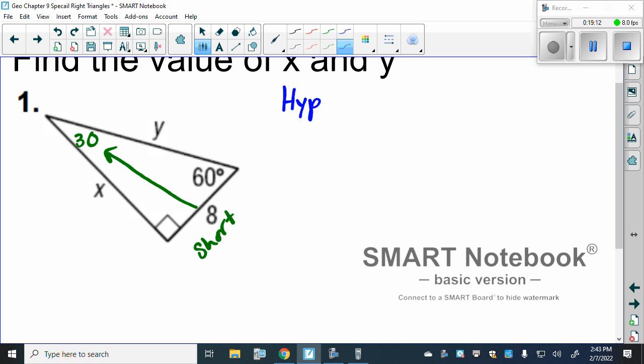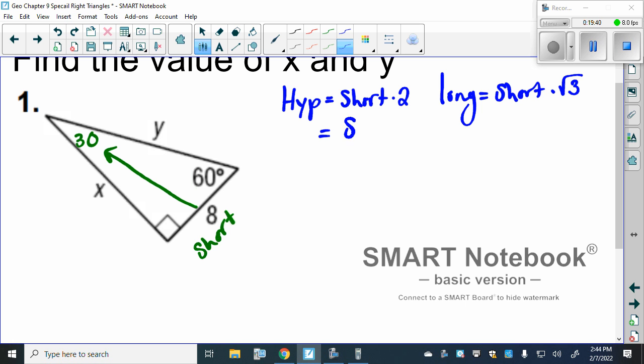So we need to find the hypotenuse and the long side. The hypotenuse is the side opposite 90. The long side is the side opposite the 60. And the hypotenuse is going to be the short side times 2. And the long side is going to be the short side length times the square root of 3. So here, how long is the short side length? So the hypotenuse is going to be 8 times 2, which is?